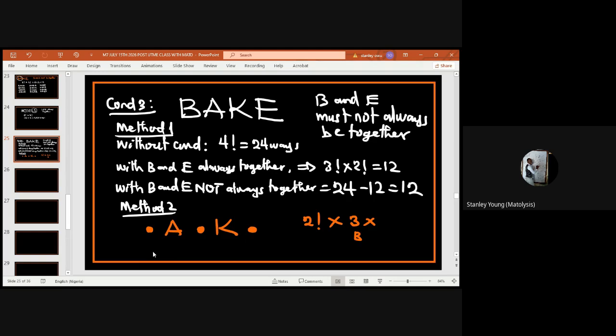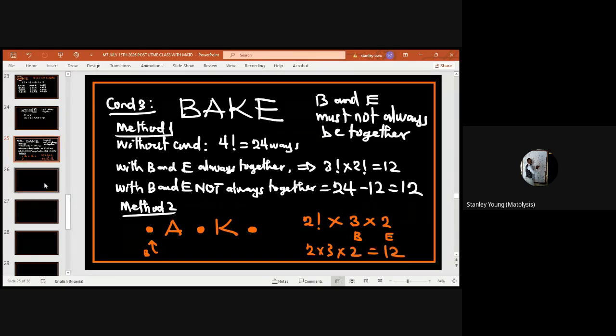So if I place B here, how many seats are left? 2. Good. So that 2 seats is the number of ways that E can be in. So the answer becomes 2 factorial times 3 times 2. That gives us 12 ways.